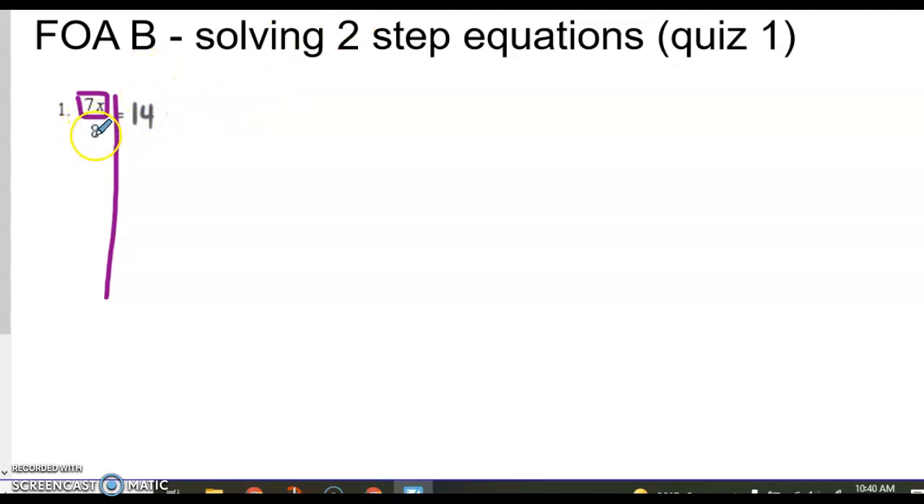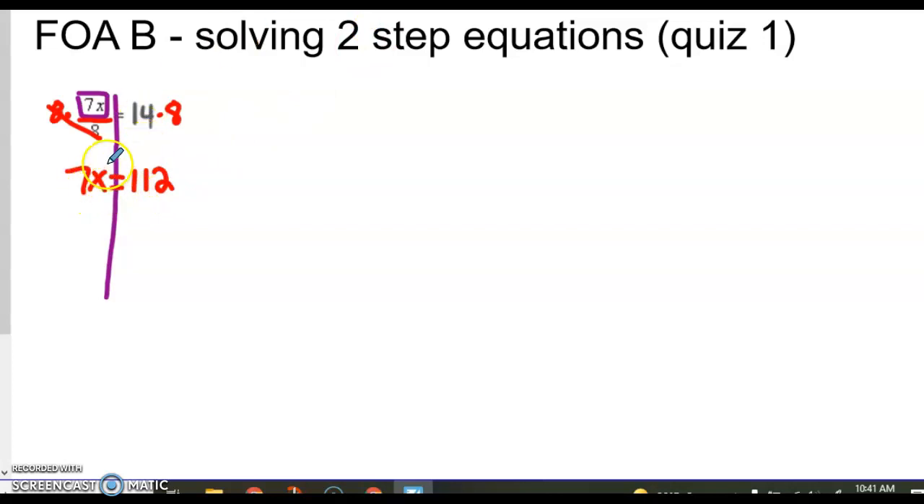So I need to get rid of what's outside of the box on the same side first. And right now I have divided by 8. The opposite of dividing is to multiply each side by 8. So that's what I'm going to do. And the times 8 and divided by 8 will cancel, leaving me with just 7x. And then on this side, I have 14 times 8, which is 112.